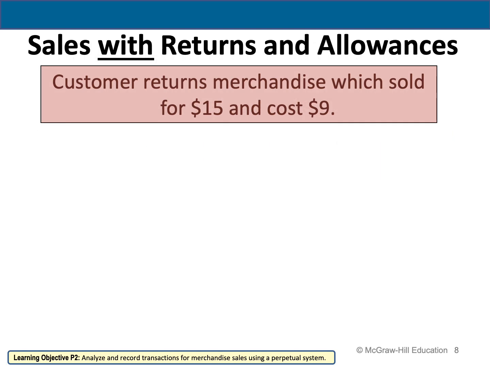Now let's see here an example of sales with returns and allowances. Now the customer, he returns the merchandise which was sold for 15 and it has a cost of $9. Now remember, if the customer is going to return the merchandise to the seller, how the seller is going to record the entry? Here you have to remember again, if the customer is returning the merchandise to the seller and you are the seller, you need to prepare a journal entry. And when you are going to prepare a journal entry, you have to prepare the journal entry in 2 steps.